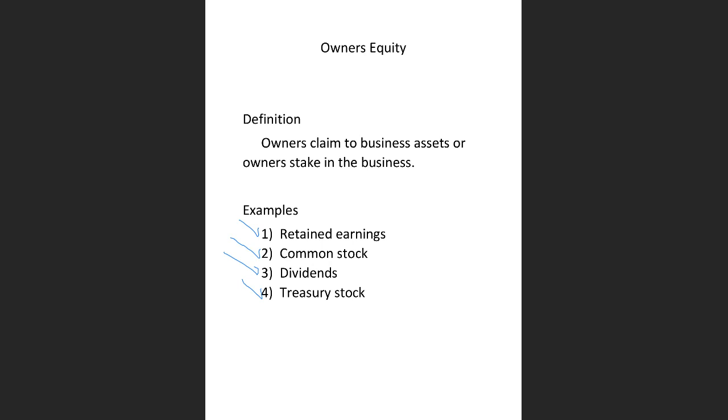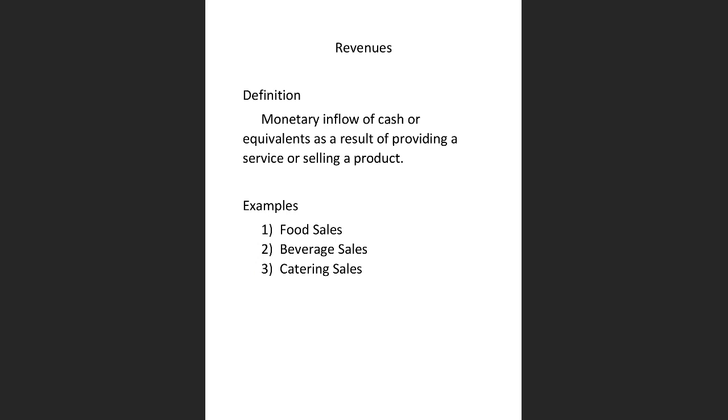So revenues. We may have talked a lot about this, but revenues are a monetary inflow of cash or equivalents as a result of providing or selling a service or a product. Some examples we have here are food sales from the sale of food products, beverage sales for the sale of alcoholic beverages, and catering sales. We can also have retail sales if we have a retail store, right?